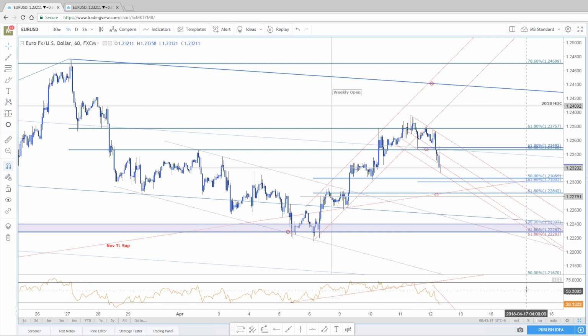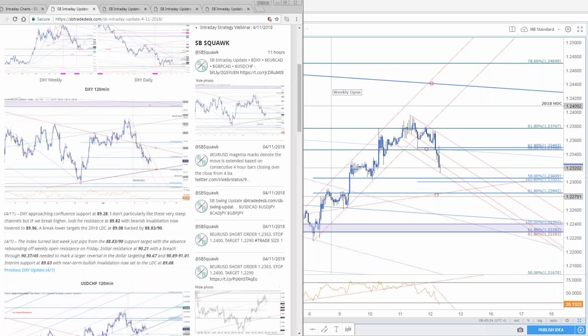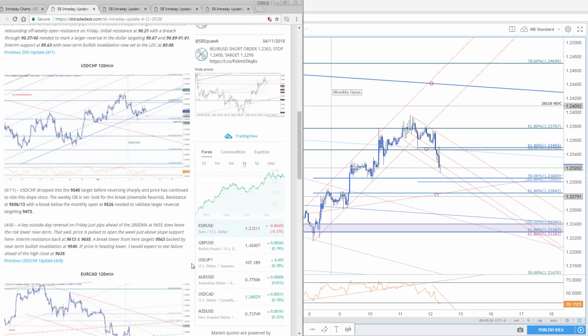Here's number 3, euro CAD from last night. So we've been following this one for a while. Well, we should come back to dollar Swiss in a moment.